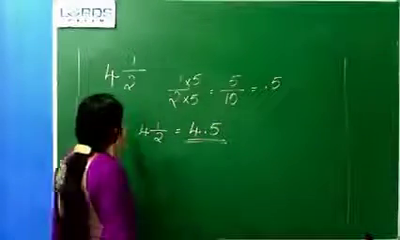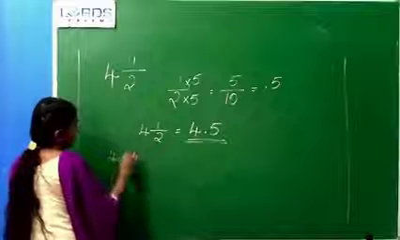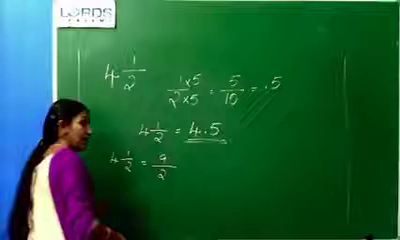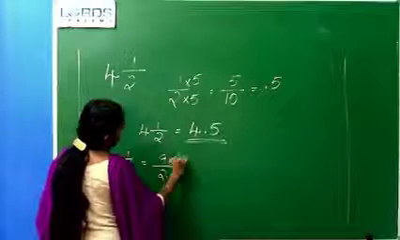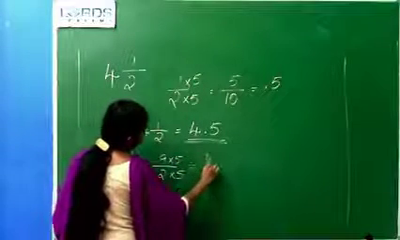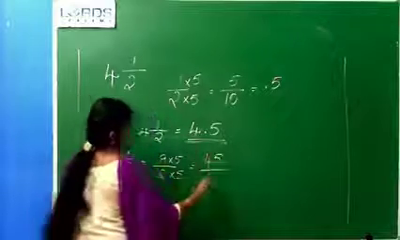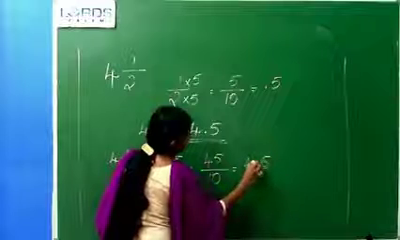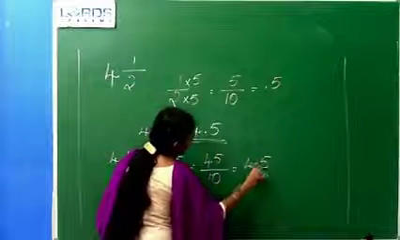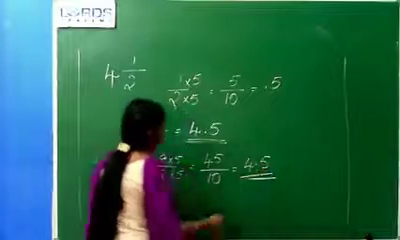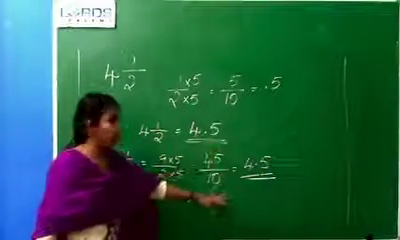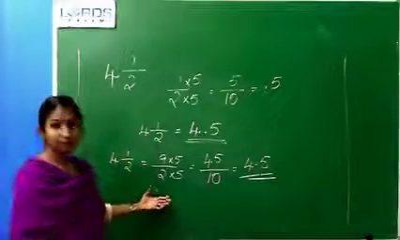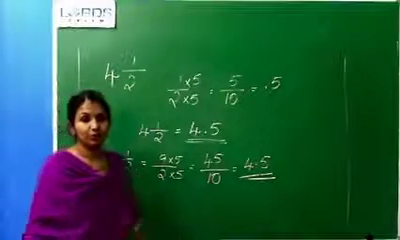Very easy. Otherwise, we should convert this 4 1 by 2 into 9 by 2. And then it should be multiplied with 5. 45 by 10, which is equal to 4.5. Both are correct. I thought this may be easy for you. So, you can do either this way or this way. It's up to you. There is no problem in that.